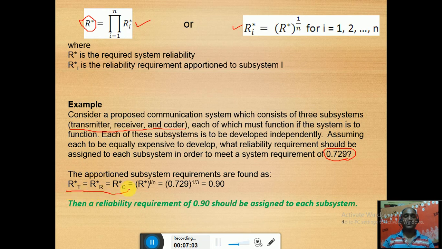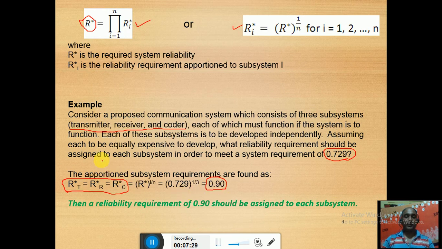So these three reliability requirements we consider as equal. So that must be equal to R star raised to 1 by n. Therefore 0.729, how many components are there? 3. So 1 by 3, so cube root. The cube root is 0.9. It means that we will allocate to each subsystem the reliability of 0.9.